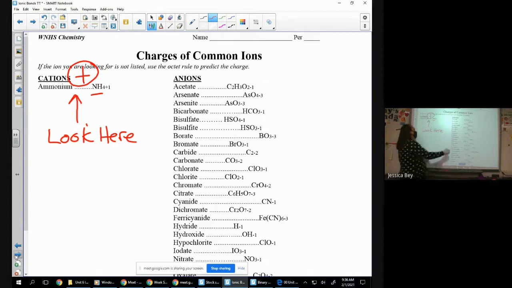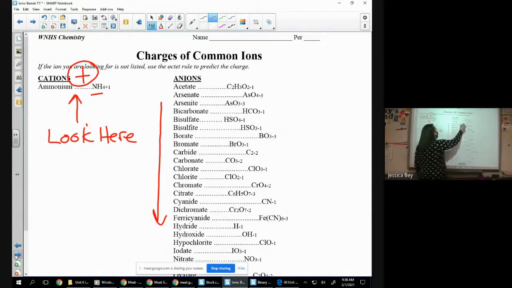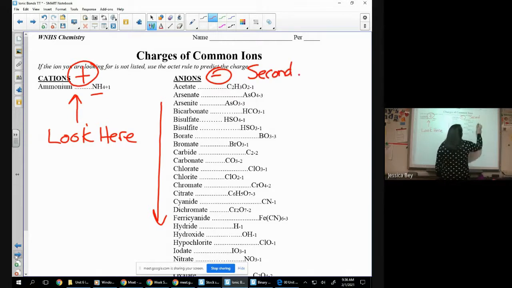Over here, if you care, these are in alphabetical order. So if you're looking for a sulfate, don't start at the top. Okay. These are your anions. They're negative. They go second when you're writing them.